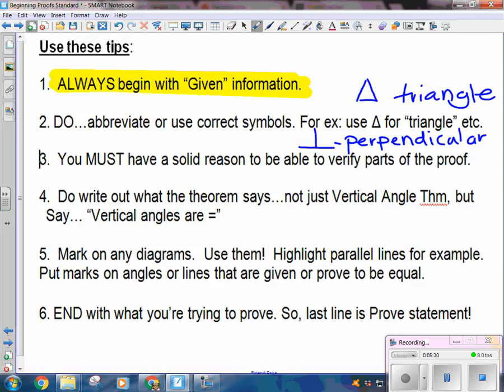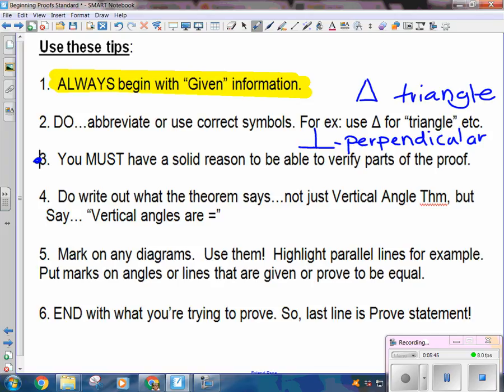You must have a solid reason to be able to verify parts of your proof. That's what I was talking about. Even if the picture looks like two angles are equal, unless it actually says they are, or unless there's a mark on them already, you cannot assume that they are.